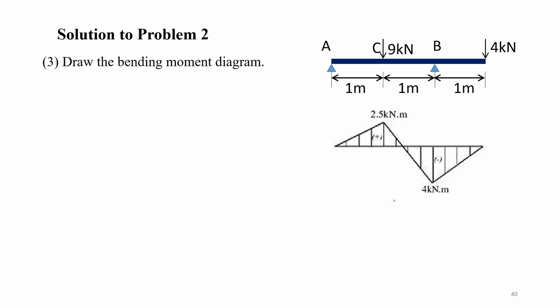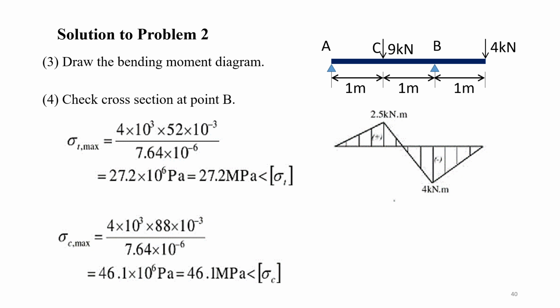Then we need to draw the bending moment diagram, like the right figure here. We can see that at point C, it has a maximum bending moment of 2.5 kilonewton meter, and at point B, it has 4 kilonewton meter. Let's first check the cross-section at point B. From the equations, we can calculate the maximum tensile stress at point B, which is 27.2 megapascal, and this is smaller than the allowable tensile stress. Also, the maximum compressive stress is 46.1 megapascal, which is also less than the allowable compressive stress. So we have checked that at point B, this beam is safe.